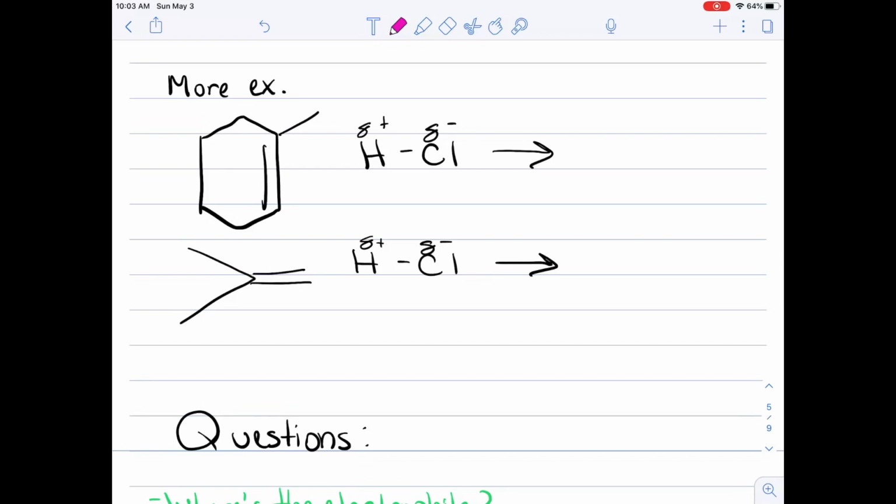So let's try out more examples here. Pause the video and see if you can solve both of them.